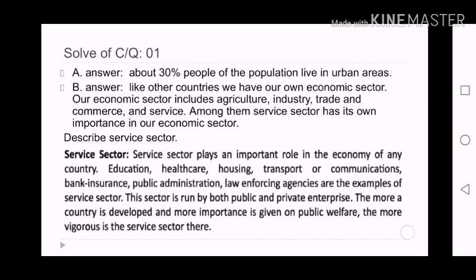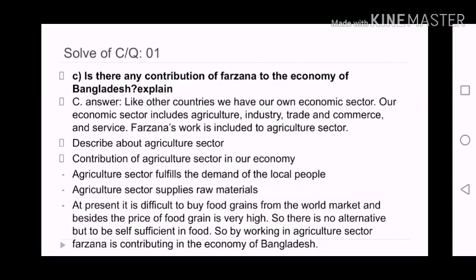Let's move on. The C number question was about: is there any contribution of Farzana to the economy of Bangladesh? Explain. In our stem, I am again reminding you about the stem. We saw Farzana is a widowed woman who works in the village, and her work is related with the urban activities.